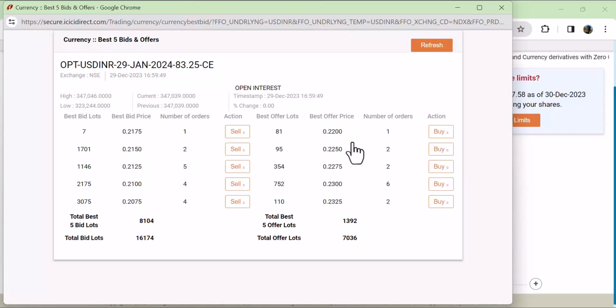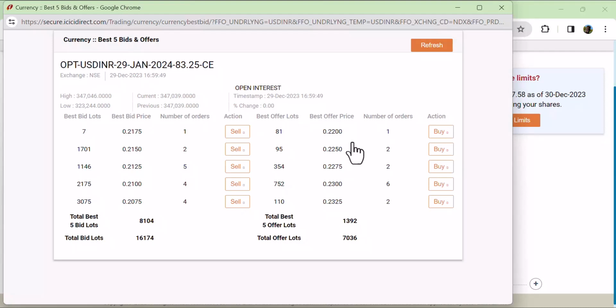If you look at the last line, their total bid lots are 16,174. That means these many lots people are willing to buy, and 7,000 lots they want to sell. So there is more buying pressure than selling pressure. You can understand this is like the advance and decline line in the stock exchange. Here it's 16,000 people who are willing to buy in January, and 7,000 people willing to sell. Now, since you are the call buyer, you'll focus on this side.